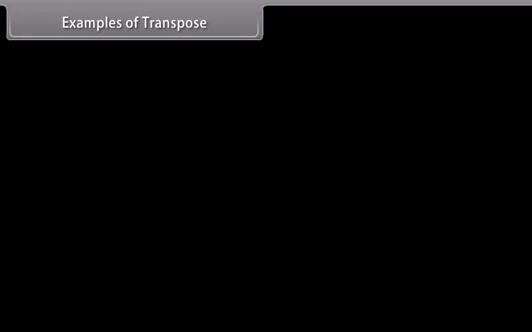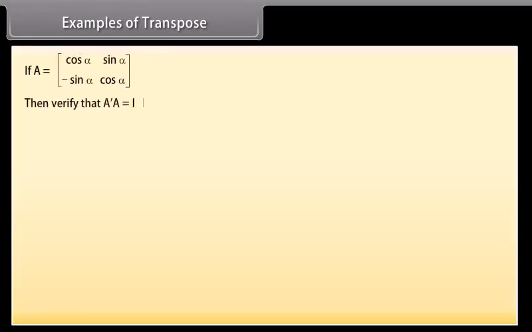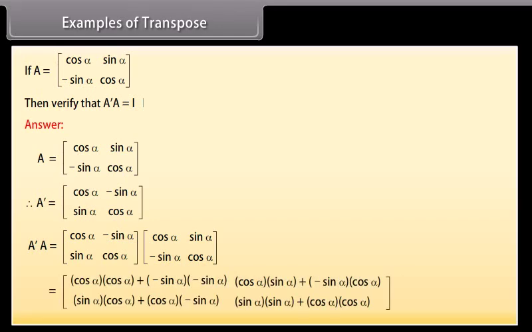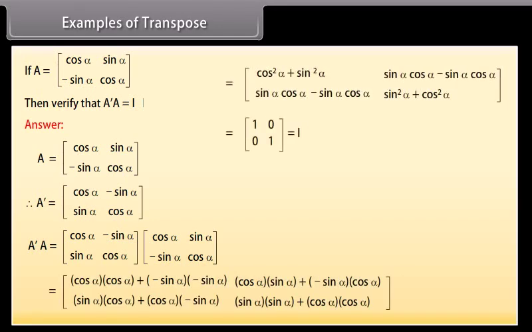Examples of transpose. If A is given, then verify that transpose of matrix A times matrix A is the identity matrix. A is given. Therefore, its transpose A dash is the matrix with first row cos alpha, minus sin alpha, second row sin alpha, cos alpha. Multiplying A transpose and A and solving, we get A transpose A is equal to the identity matrix, hence verified.